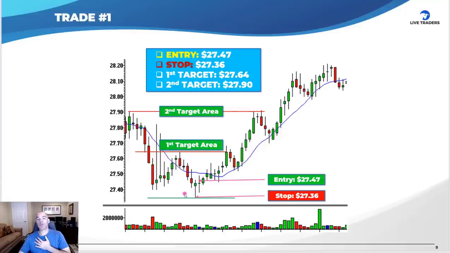I mean, when you look at that, there better be something on a higher time frame, a 15-minute or a daily or a 60 or something. There better be something there for you to justify this trade, because with the information that we have in front of us, there is no justification for this trade. None. Like, to me, there's a 0% chance that I would take this.